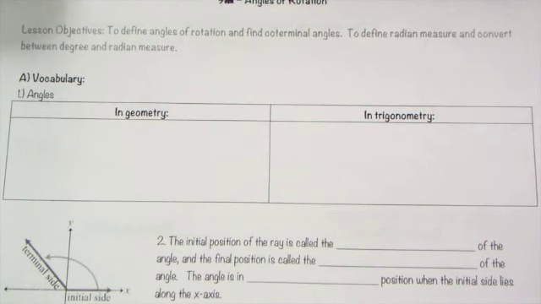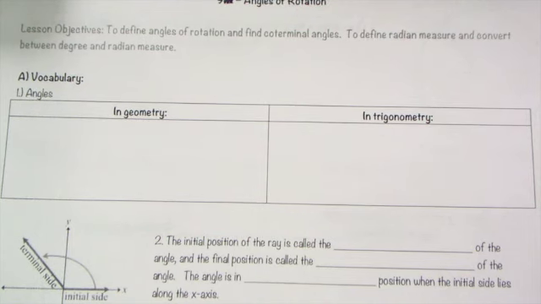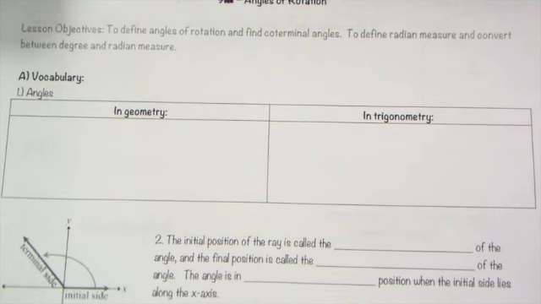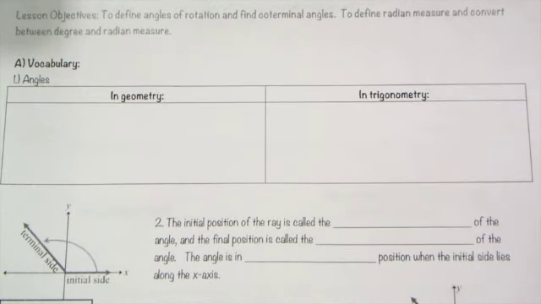9.1 and 9.2 dealt with right triangle trig, and that was really just a summary of geometry. So this is where things start to get a little bit more difficult. So bear with me. This is a little bit longer than normal. So before we get into this, let's review a little bit of what you know about angles.